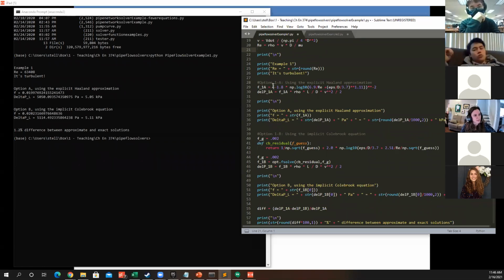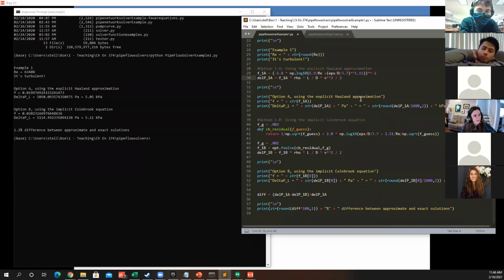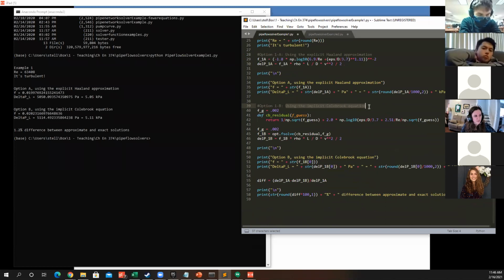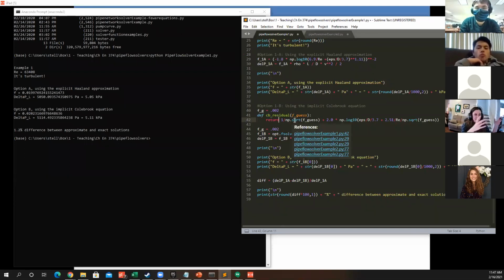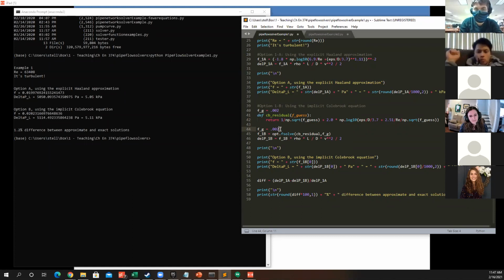Which I can show you here. In option 1A, you can just solve everything explicitly. There's no solve stuff. It's fine. For using the implicit Colebrook equation, you want to use fsolve. So I defined some residual. With fsolve, you want the residual to be 0. That's the thing you're minimizing. So I took the Colebrook equation and said left side minus right side should be 0, put it there. I gave it a guess. I used 0.002 as my guess. Sometimes I use 0.001. Around there is often a good guess for friction factor.